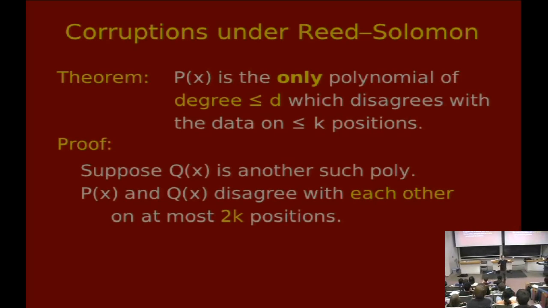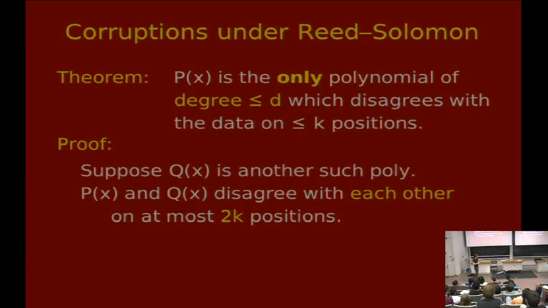Because p of x has some set of values, q of x has some set of values. There's some third set of values, the ones that get sent to Bob, which p and q both mostly agree with. They only disagree with this third thing in at most k spots, so they can only disagree with each other in at most 2k spots. Does that make sense? Did you get that? Okay, and still this q of x is like a hypothetical polynomial.